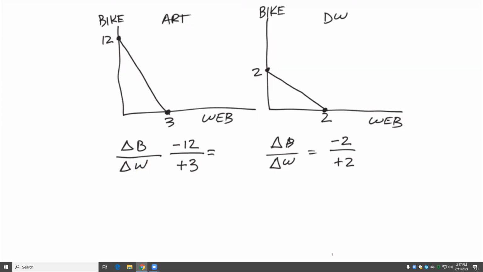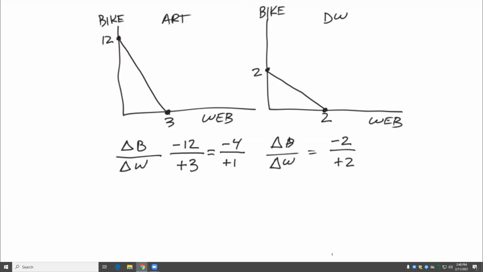What's minus 12 divided by 3? Well, it is going to be minus 4, right? Now, we don't usually put the 1 down here, but to help us analyze it, I'm going to put it there. There's a 1. So we've got 1 web page for Arthur costs him 4 bike repairs.